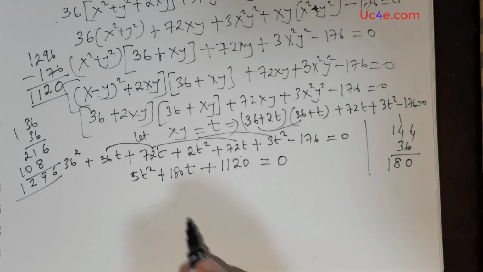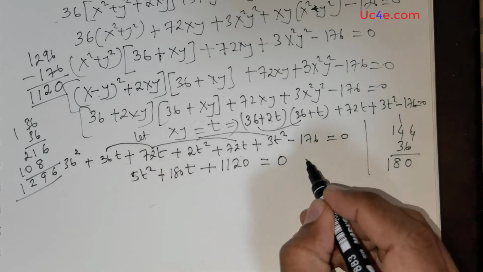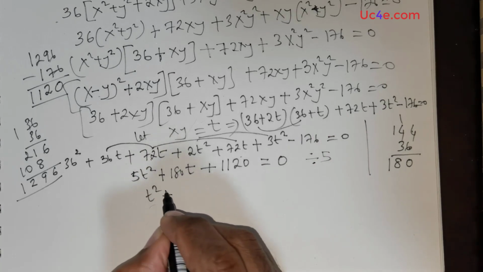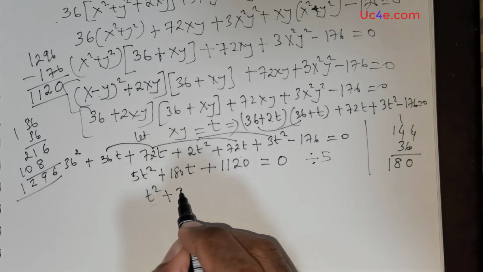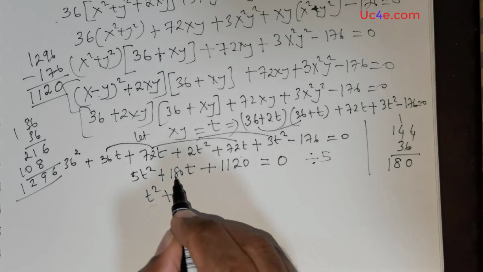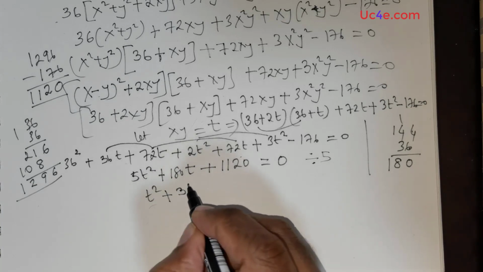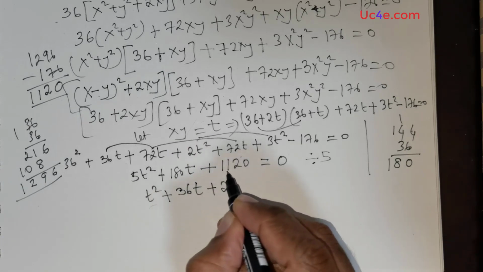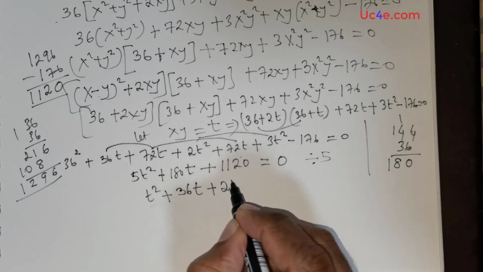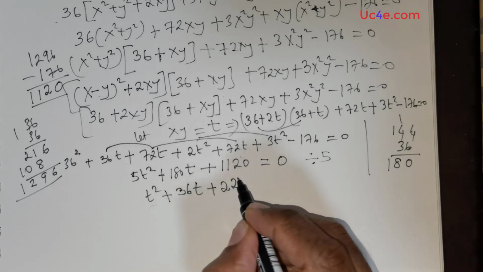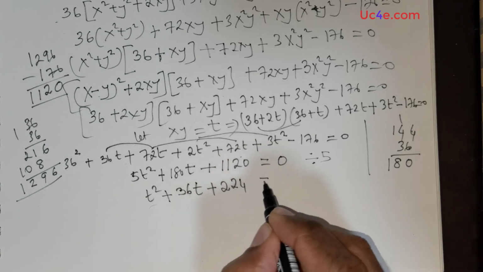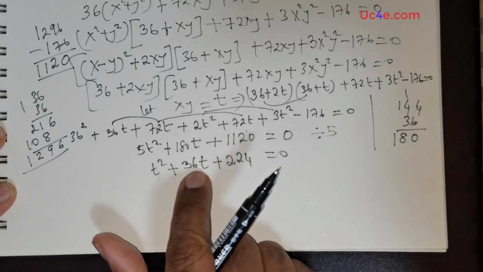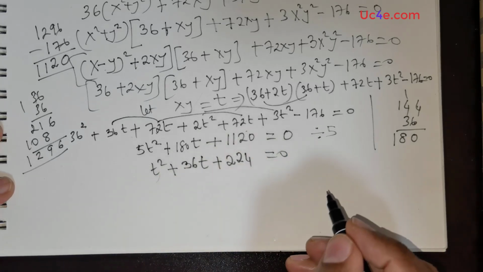Now I got a 5 here, so I'm going to be dividing by 5. So this is going to be t squared positive, and moving the 5 to the other side, you get 36t, followed by 2 times 5, which is 10, and then you have 2, and then you have 4. So this is what you got: a beautiful quadratic equation. t squared positive 36t positive 224 equal to 0.